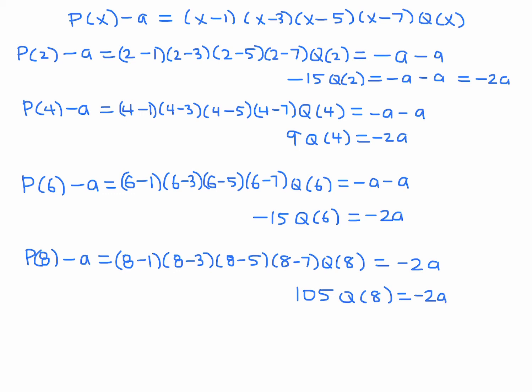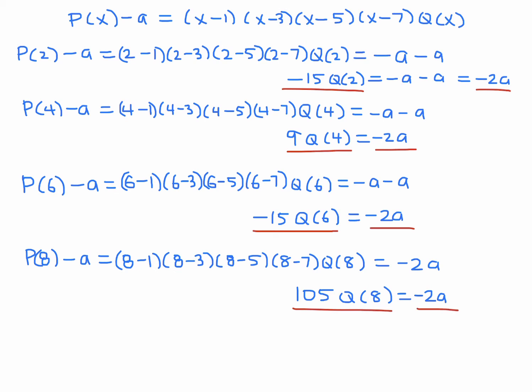All right. So what did we get here? We have a whole bunch of formulas. We got the first one, which is minus 15 q at 2 is equal to minus 2a. Then we got 9 q at 4 is equal to minus 2a. Minus 15 q at 6 is equal to minus 2a. And 105 q at 8 is equal to minus 2a.